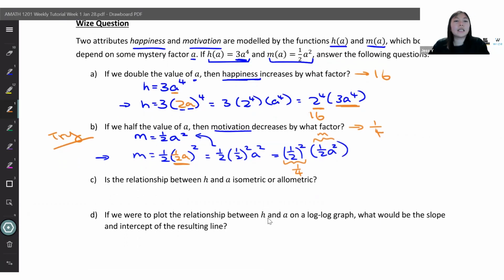Okay, part C. Is the relationship between h and a isometric or allometric? Who thinks it's isometric? Raise your hand. Okay, who thinks it's allometric? Raise your hand.